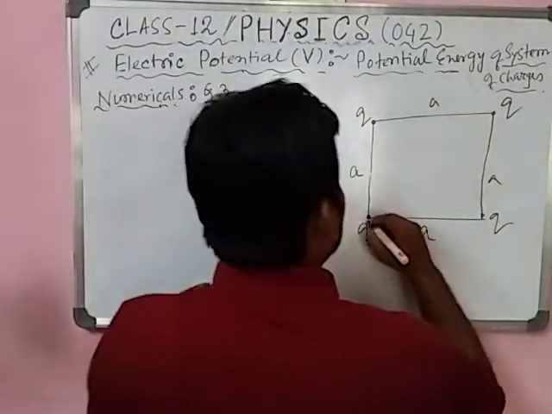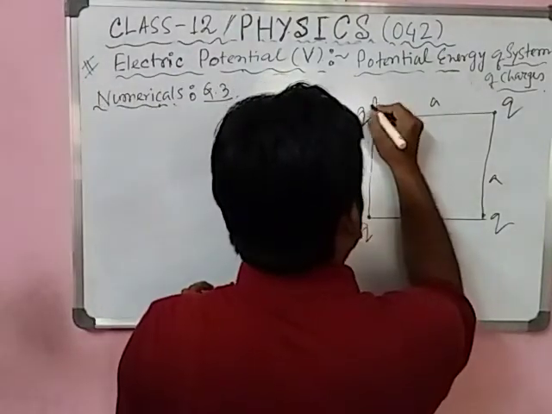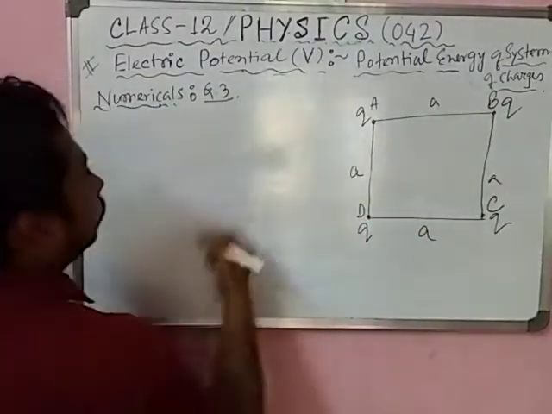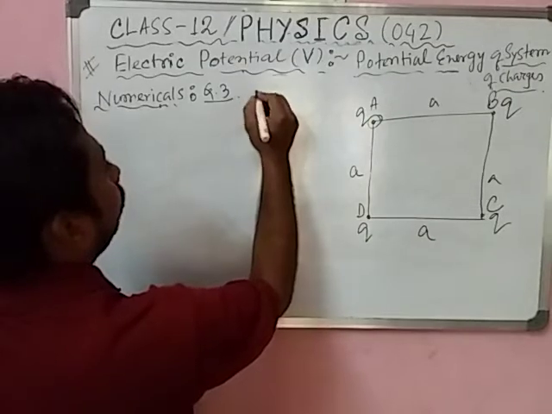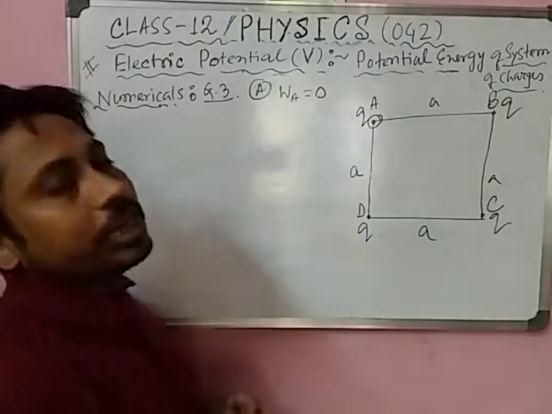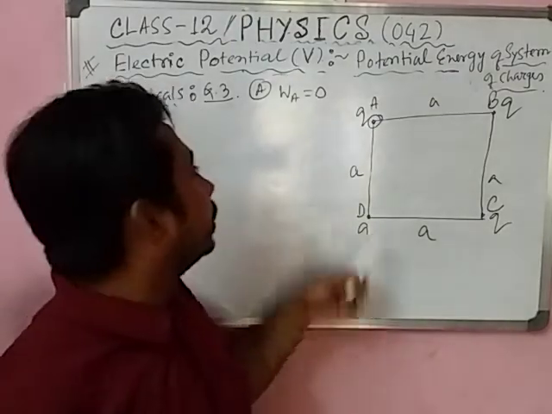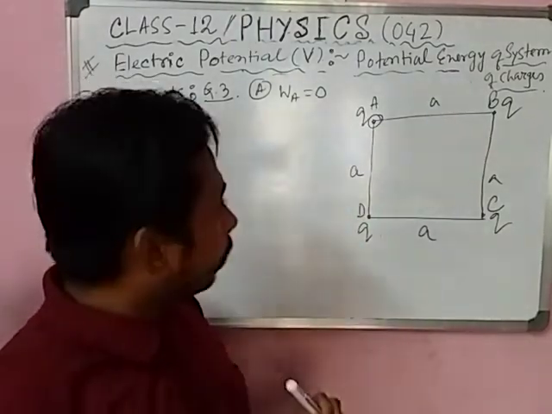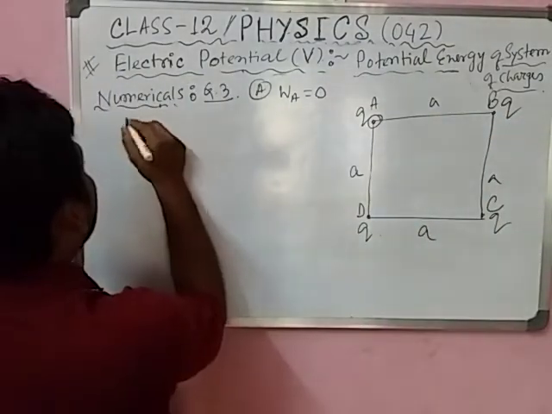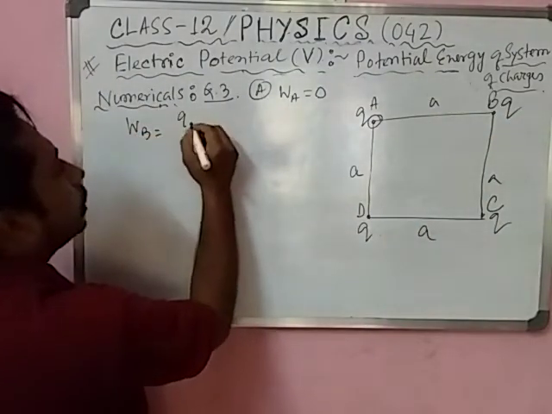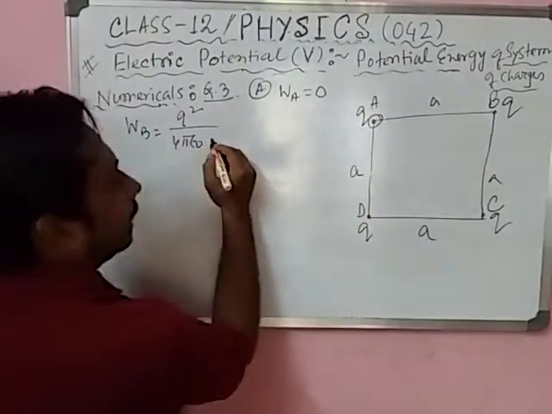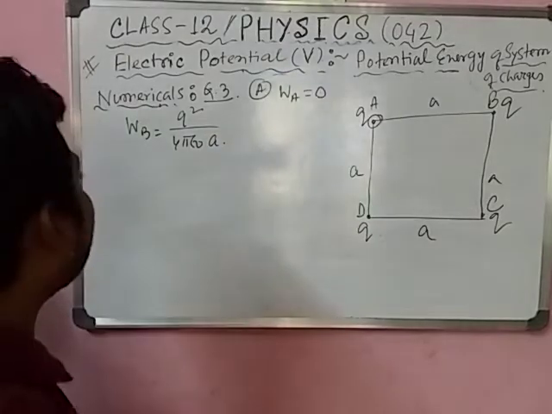See, students, this is point A, point B, point C, point D. For point A, how much work is done? 0, because for a single charge you need not do any work. Then for B, there are 2 charges, so WB is equal to Q square by 4 pi epsilon naught, and the only distance is A.